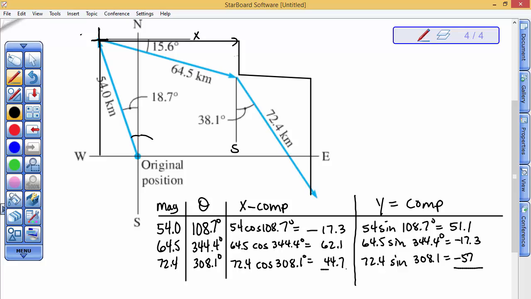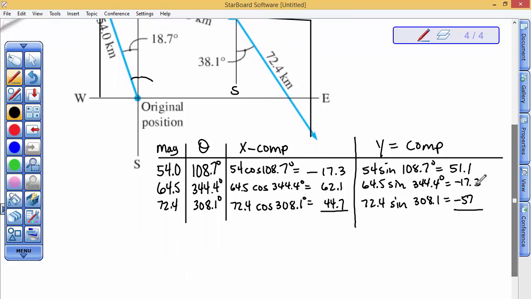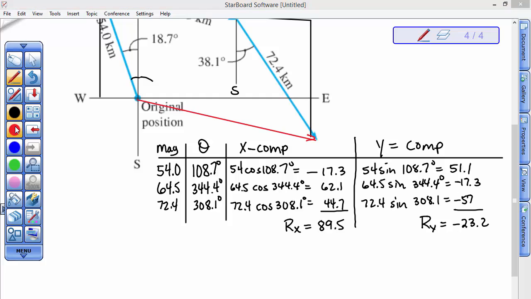So now, this picture was drawn to scale. I'm expecting my resultant to be like this. And so now I'm going to turn to the Pythagorean Theorem because my x components, these positives and this little negative, add up to be 89.5. And my y components, these two negatives with this 51 as a positive, turn out to be a negative 23.2. It means that this red line goes to the right 89 units and then downward 23. So to the right 89 and down 23.